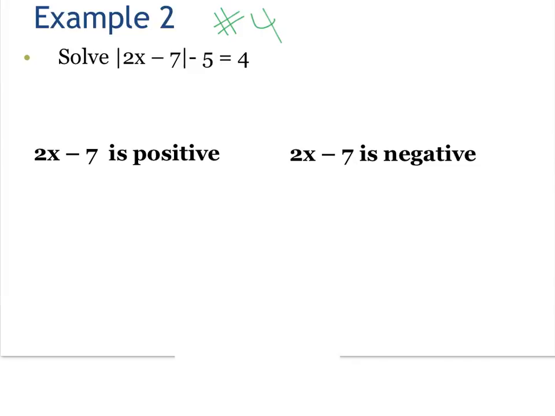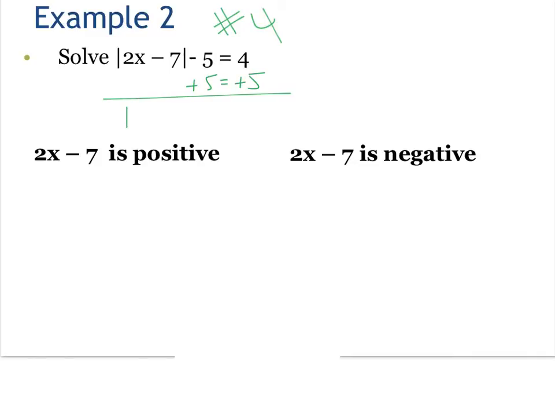Put this in your notes as example 4. This is a bit more complex than what you've seen up to this point, so it needs to be added to your notes. Looking at this problem, you see that 2x minus 7 is inside the absolute values, but you have this minus 5 that's outside this. Well, if you remember, the absolute value symbols are often grouping symbols as well. So that is grouped. So we're going to get rid of this negative 5 first before we go on. To do that, we're going to add 5 to both sides.